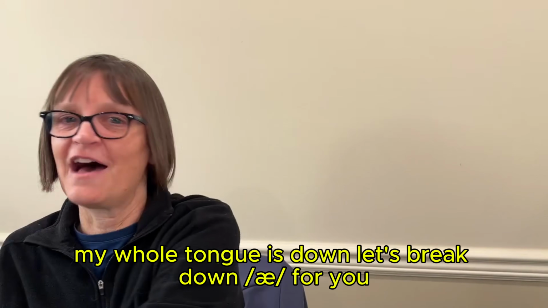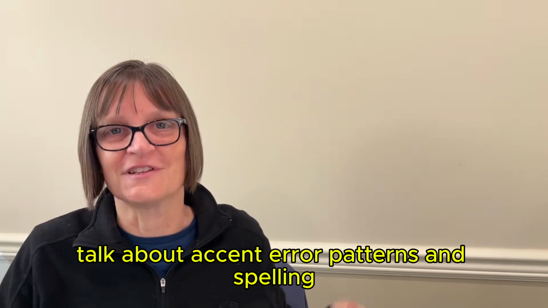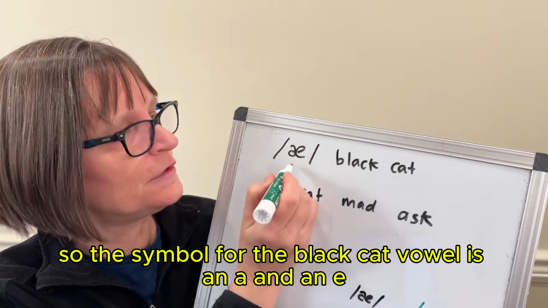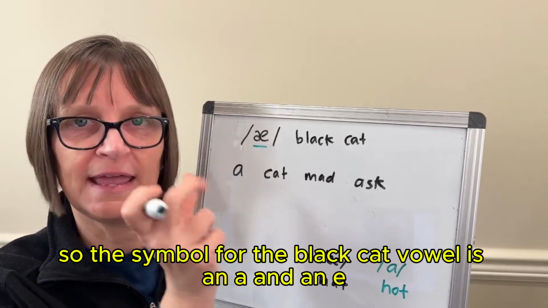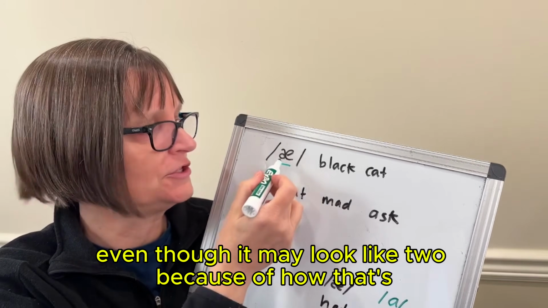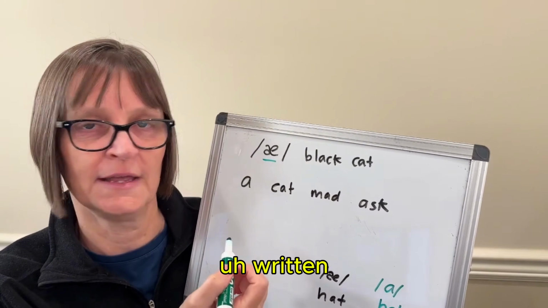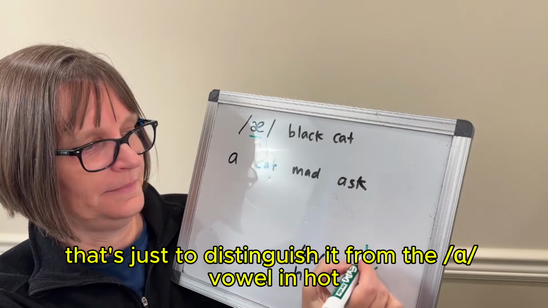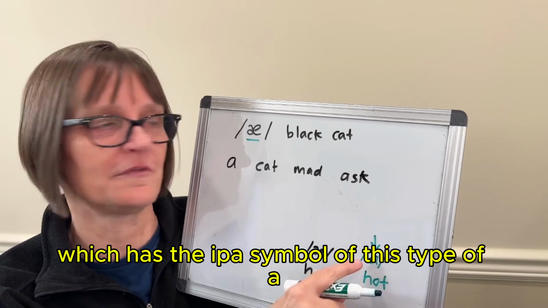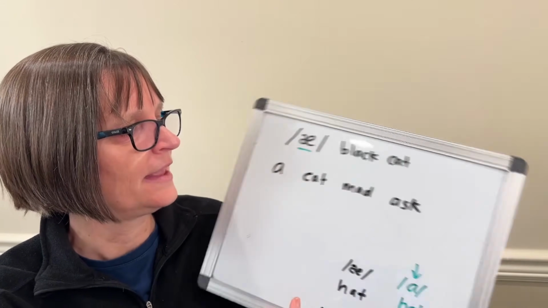Let's break it down for you, talk about accent error patterns and spelling, and how to correct any of those errors you may have. So the symbol for the black cat vowel is an A and an E smushed together. It is just one sound, even though it may look like two because of how that's written. That's just to distinguish it from the vowel in hot, which has the IPA symbol of this type of A. So this one is a.